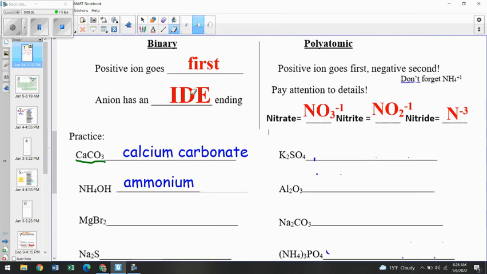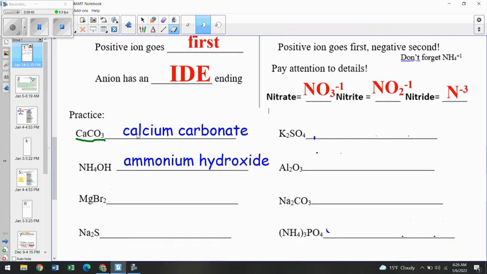This should be called ammonium hydroxide. Okay, now let's do one more here because we want to make sure we don't forget what we've already learned. All right, so this next one, MgBr2. How many different elements? Well, it has Mg and it has Br, and that's it. So that means I don't need the blue sheet at all.